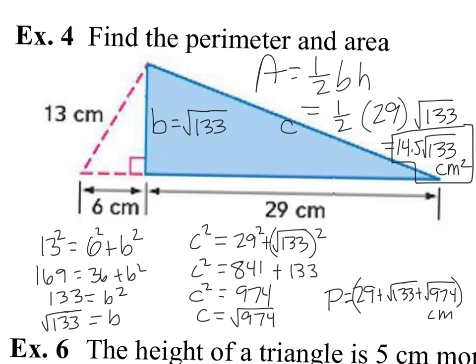Okay, and then to find the perimeter of the blue triangle, we only know one side. Well, now we know two sides. We know the two legs. We know one leg is 29, the other is the square root of 133. So we use the Pythagorean theorem again to find C. So here it is. C turned out to be the square root of 974. So our perimeter isn't a very pretty answer, but we just add the three sides together and then label the units as centimeters.